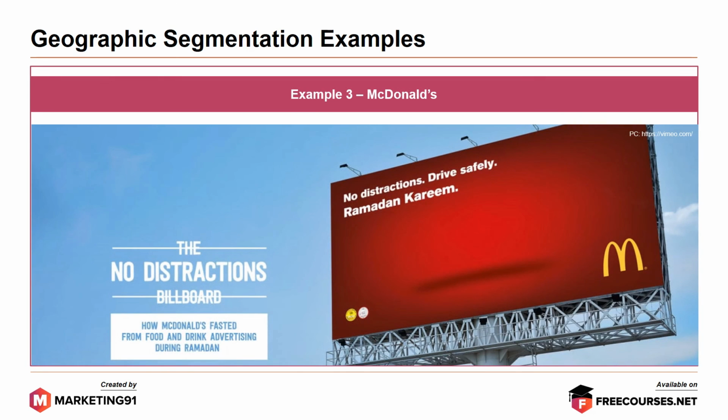And the final example again of McDonald's. For road safety, burgers were removed by McDonald's during Ramadan. In order to reduce the increasing number of road accidents in Dubai during Ramadan, McDonald's Arabia removed burgers during Ramadan. This was an attempt to get people to focus on their road safety and at the same time respect their tradition. So that's it folks, this brings an end to the topic on geographic segmentation.